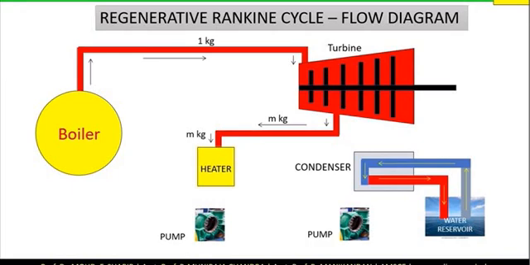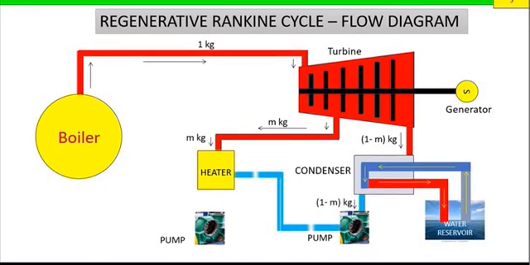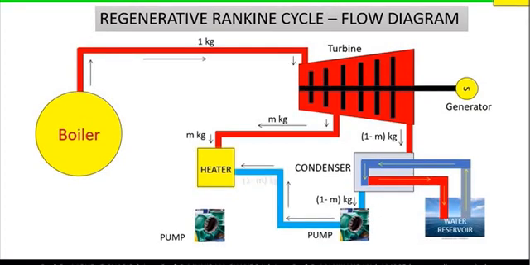The heat energy is converted into mechanical energy in the turbine. Later, this mechanical energy is converted into electrical energy using generator. Now the remaining 1 minus m kg of steam after expansion is sent to the condenser for condensation. The mass sent is 1 minus m kg. After condensation, the water is supplied to the pump. The mass is 1 minus m kg. This water is now pumped to the heater. The mass is 1 minus m kg.